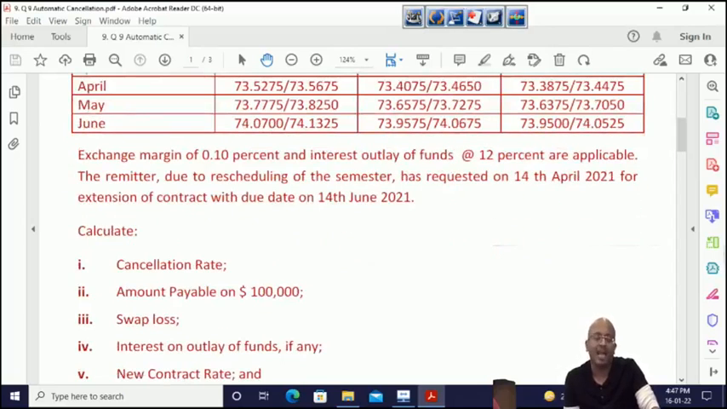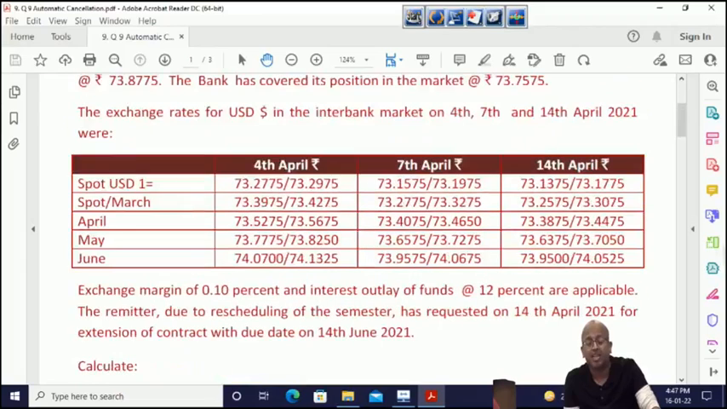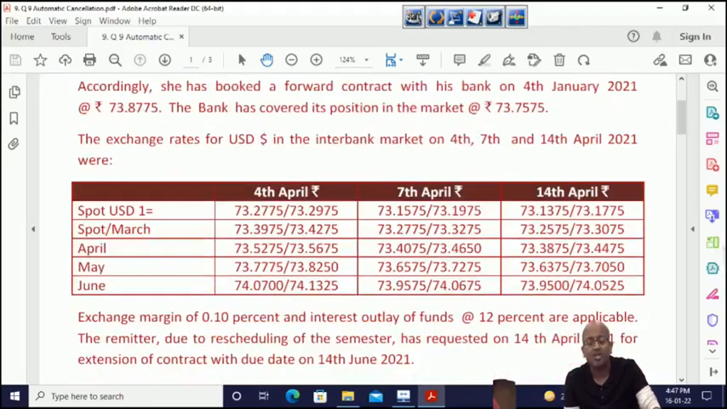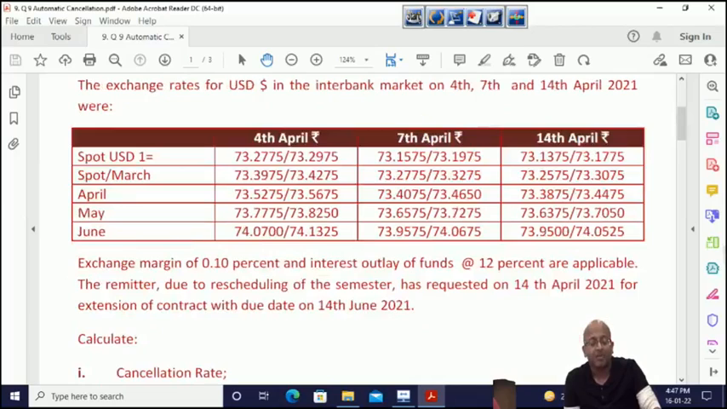Calculate cancellation rate. So when did I say cancellation took place? Cancellation took place on 7th April after 3 days waiting. Initially Z had contracted to buy. So now Z will what? Sell. So Z will sell spot on 7th April at 73.1575 minus 0.1% commission. And ICAI normally rounds it off to 4 decimal places.